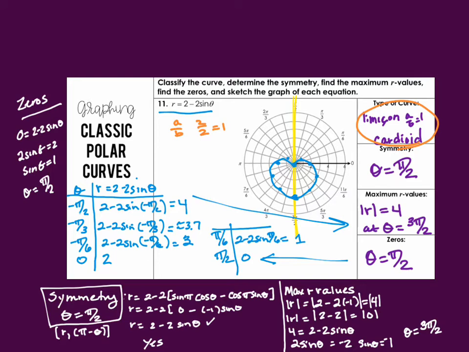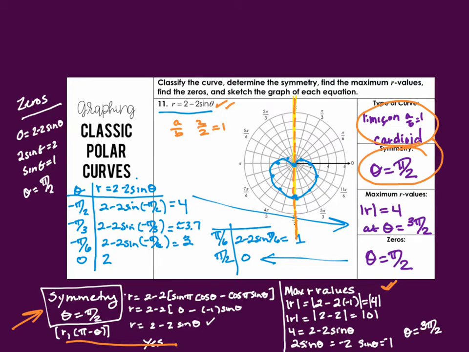Looking at symmetry, it's a sine, and I can tell it's going to be, I can test this, but here's me testing the symmetry. I'm testing it for theta equals pi over 2 because that's usually what sine is. Sure enough, the symmetry goes straight down, theta equals pi over 2. I calculate the max R values right here.